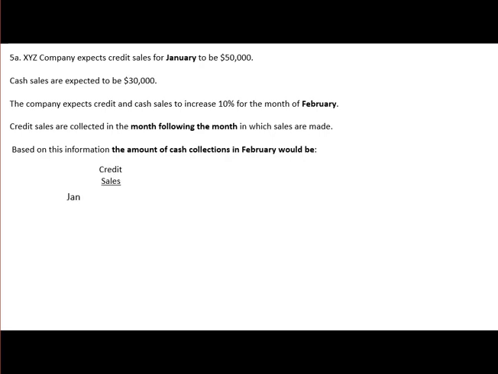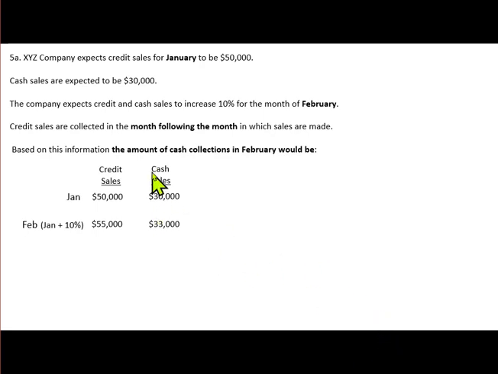Okay, so here's credit sales in January, cash sales, and we'll just put down what we got here in a little table form. So our January credit sales are expected to be 50,000. Our cash sales are expected to be 30,000 in the month of January. Now, the company expects credit sales and cash sales to increase 10% in the month of February. So for February, if you do what January is going to be plus 10%, you would get 55,000 in credit sales, and you get 33,000, which is a 10% increase in both cash and credit sales.